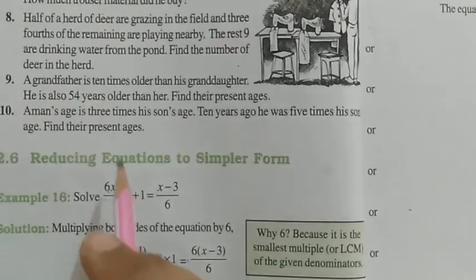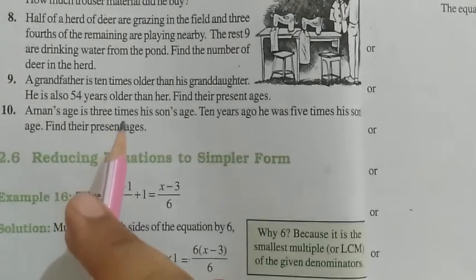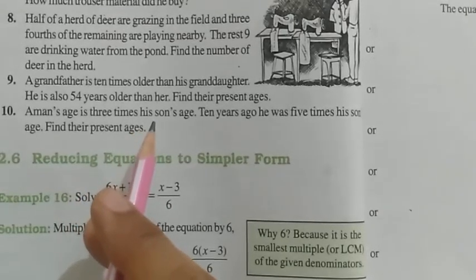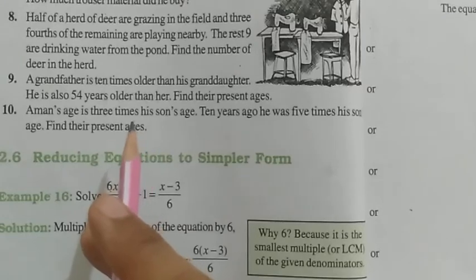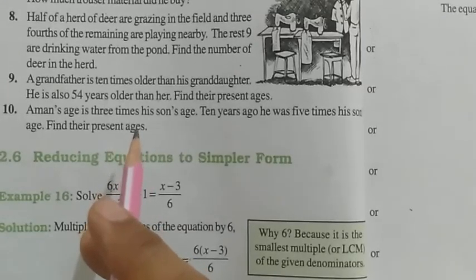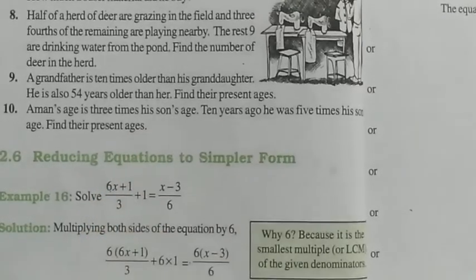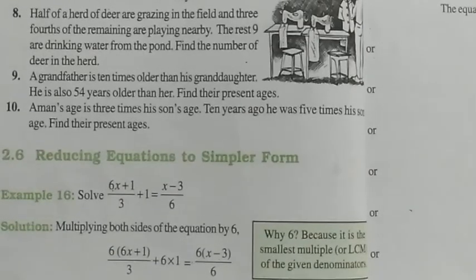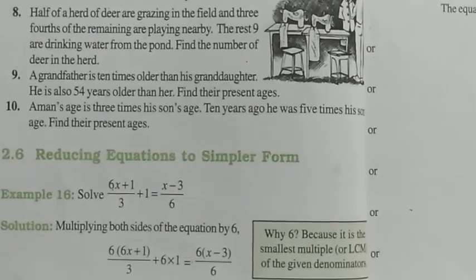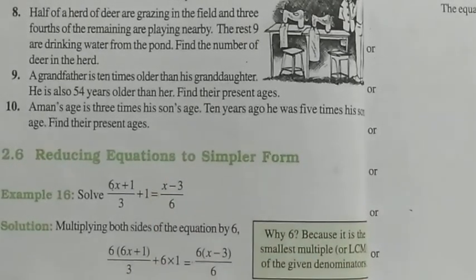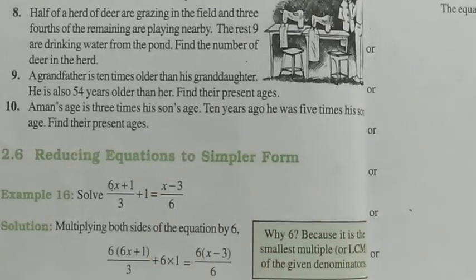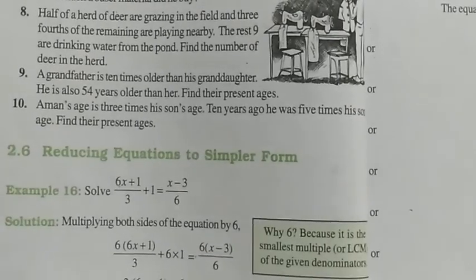Question number 10. Aman's age is 3 times his son's age. So here we have to guess Aman's son's age is x and Aman's age is 3x. 10 years ago. Ago means before 10 years, so minus 10 from both ages. He was 5 times his son's age. Aman's age was 5 times his son's age. So find their present ages.